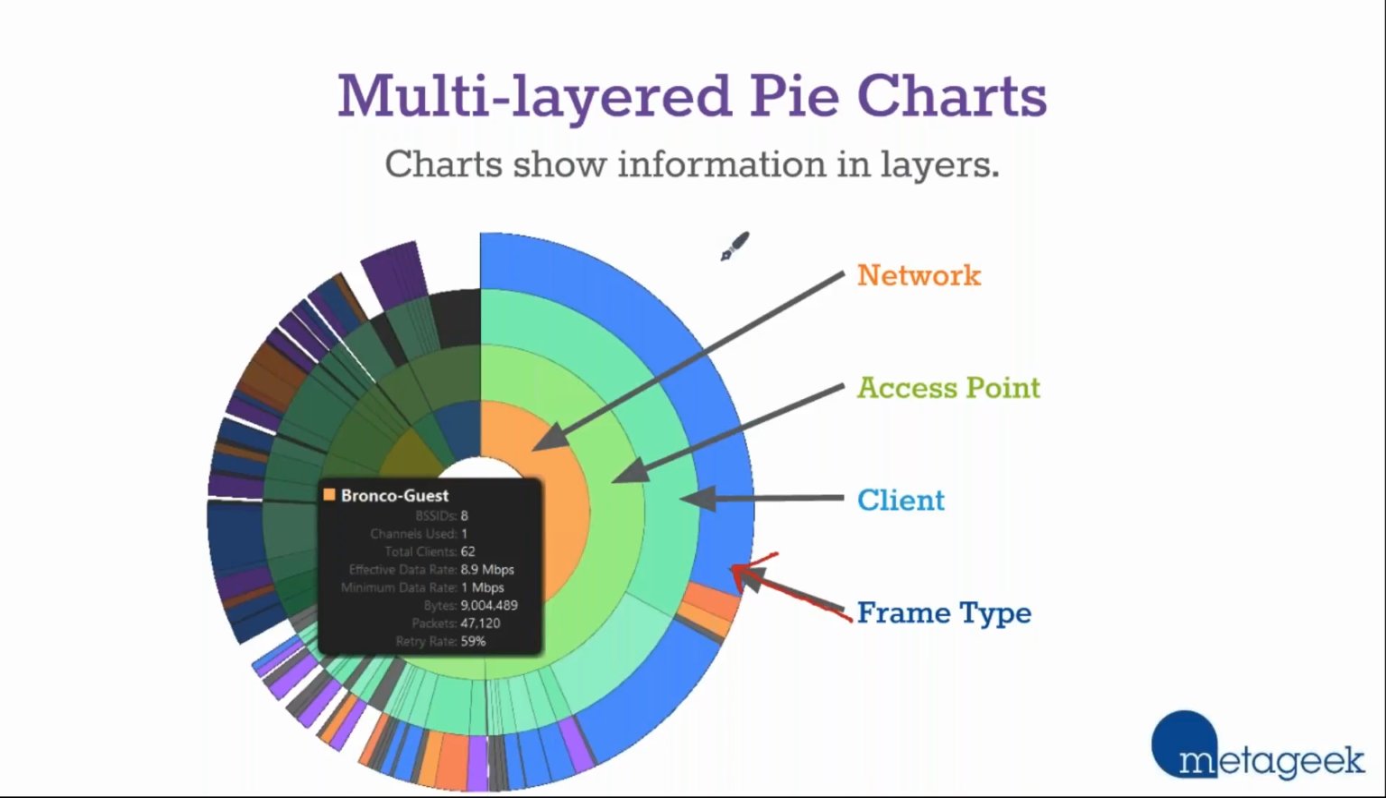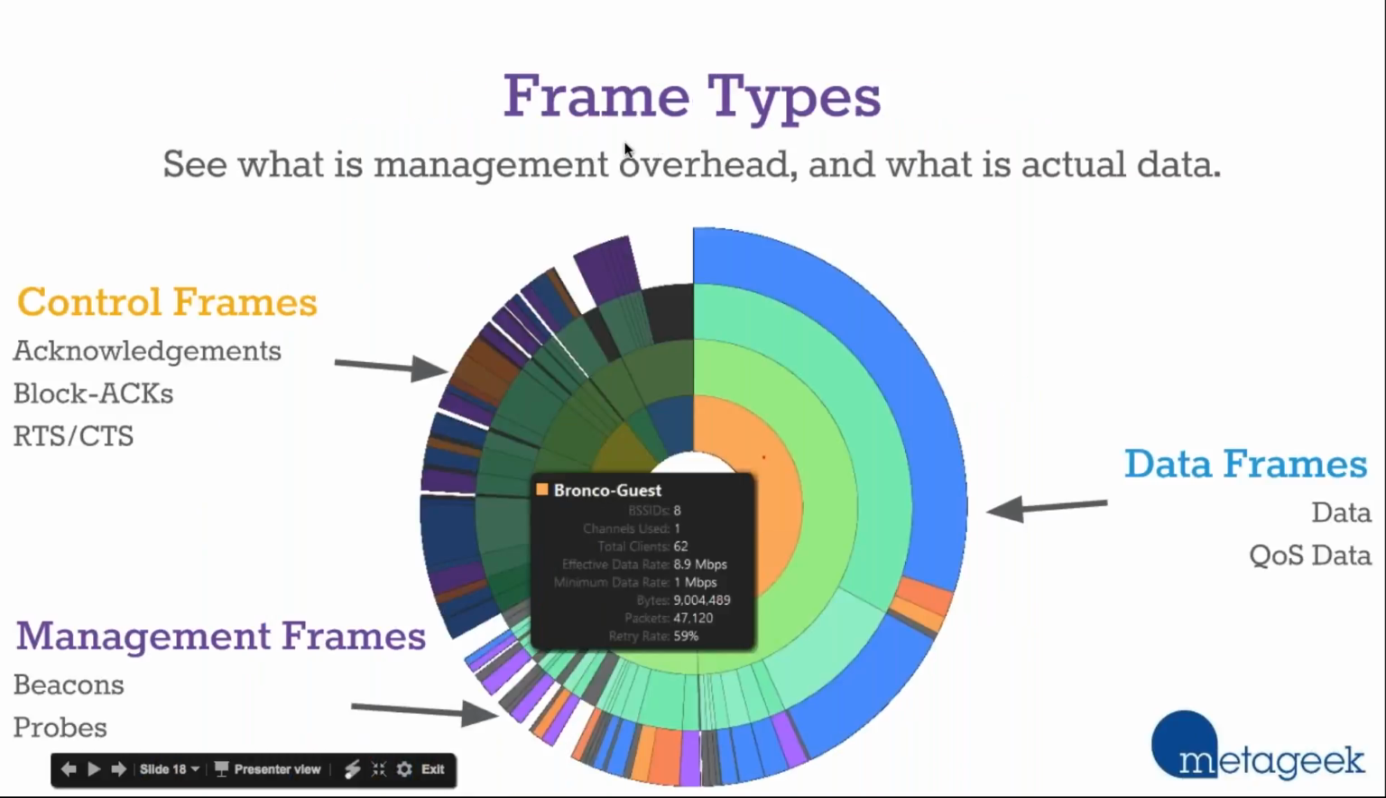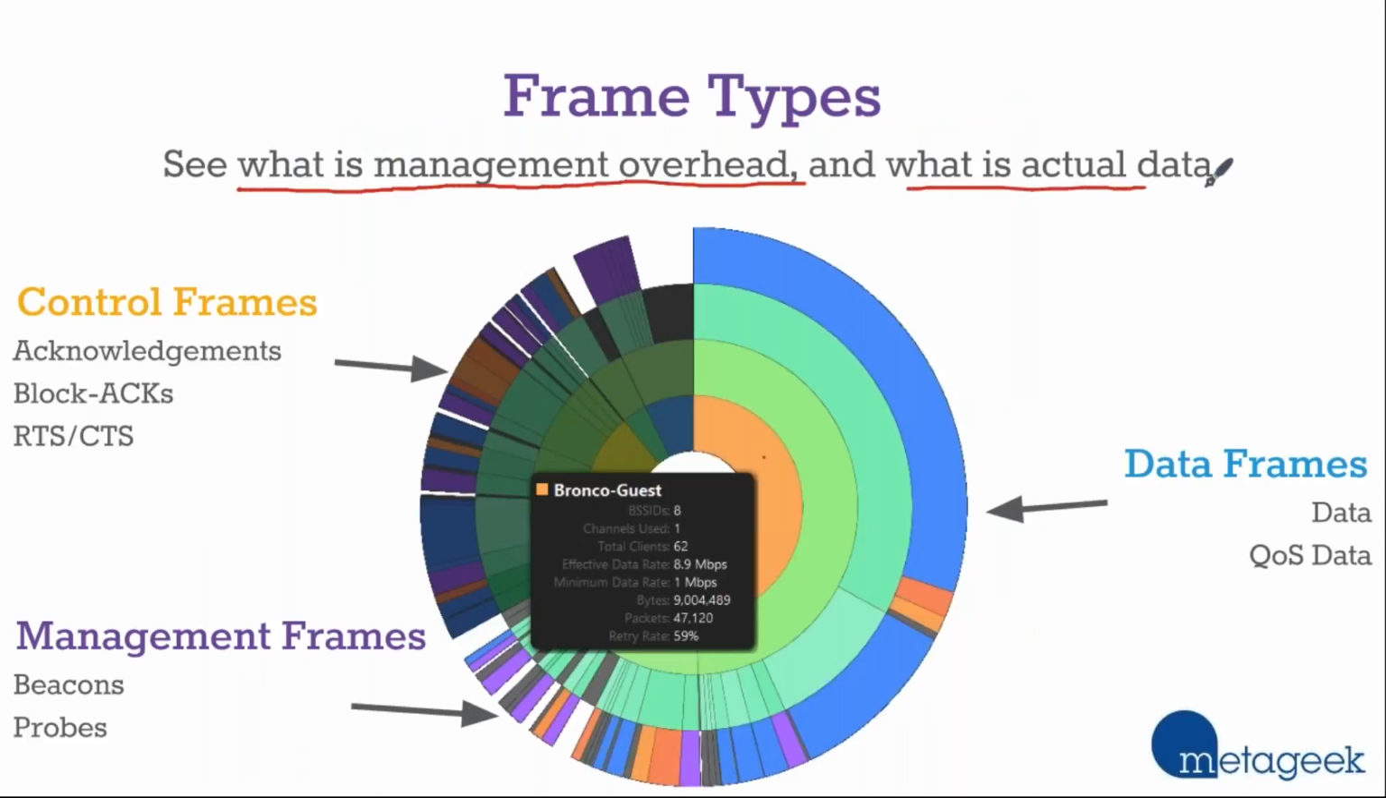If you remember your colors, you remember that blue is our data frames, and then orange and purple are our management overhead. So let's take a look at what we can do with that. With being able to see what types of frames were in use, we can see what is management overhead and what is actual data. So for example, all this orange stuff, that's all control frames. Those are acknowledgments. Those are block acknowledgments. That's RTS, CTS. If we look at the purple, that is our management frames. Those are our beacons. Those are our probes.